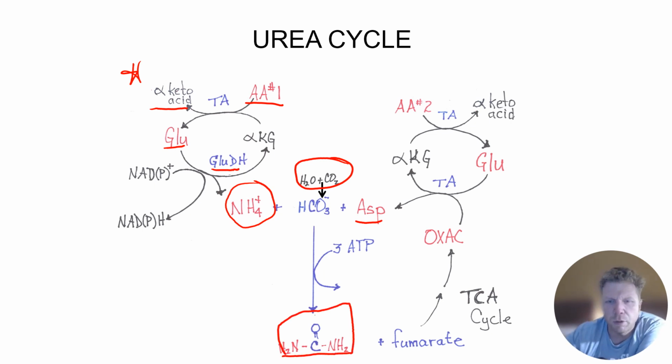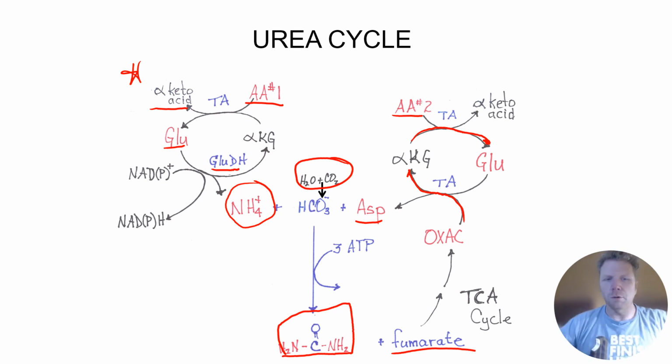What else is going to be produced along the way? Well, fumarate. Fumarate will then be able to cycle through the citric acid cycle to make oxaloacetate, which can undergo a transamination reaction to produce alpha ketoglutarate, because it undergoes a transamination reaction with glutamate. Then we've got alpha ketoglutarate that undergoes our transamination reaction to generate glutamate from amino acid number 2, and we're going to get our second alpha keto acid. So that's in a nutshell what's happening.